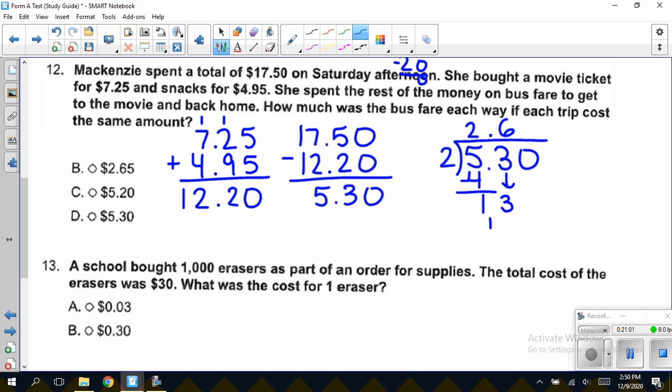2 times 6 is 12. Subtract. That leaves me with 1. Drop down the 0. And then 2 goes into 10 5 times. 2 times 5 is 10. So I no longer have a remainder. So $2.65 is the cost for one way on the bus.